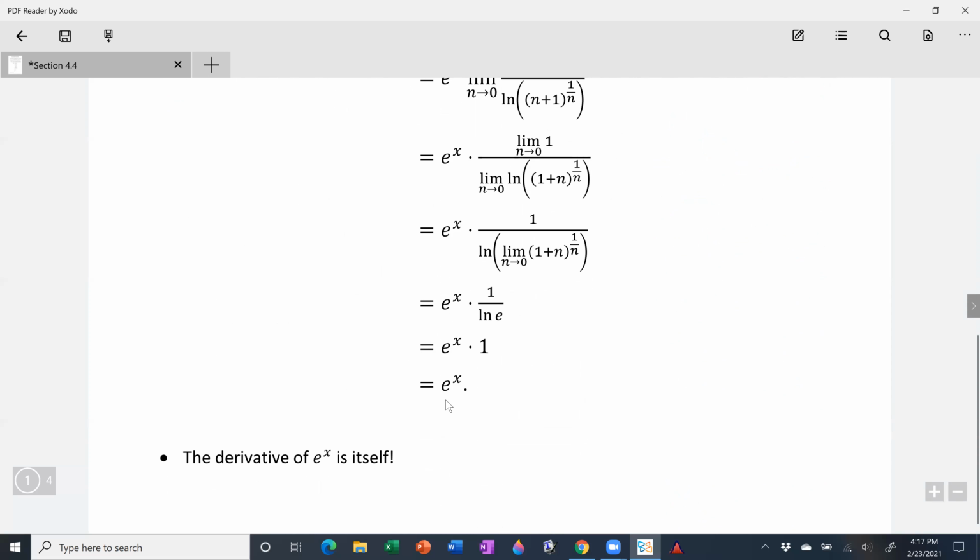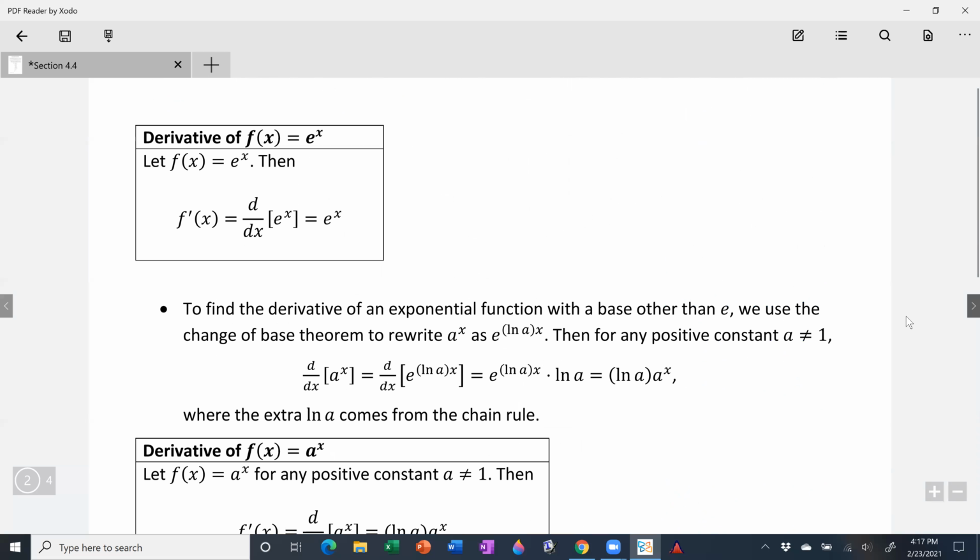Okay, that's one of the reasons why that e number is one of the most powerful, crazy numbers in all of mathematics. Okay, so that is the actual result. The derivative of f of x equals e to the x is itself. Oh my gosh, just totally crazy that that happens. Sorry if I'm geeking out a little bit, but that is just absolutely amazing.